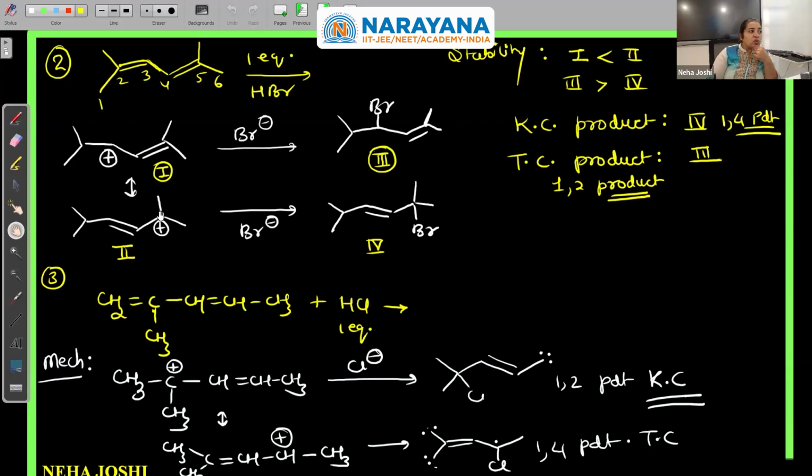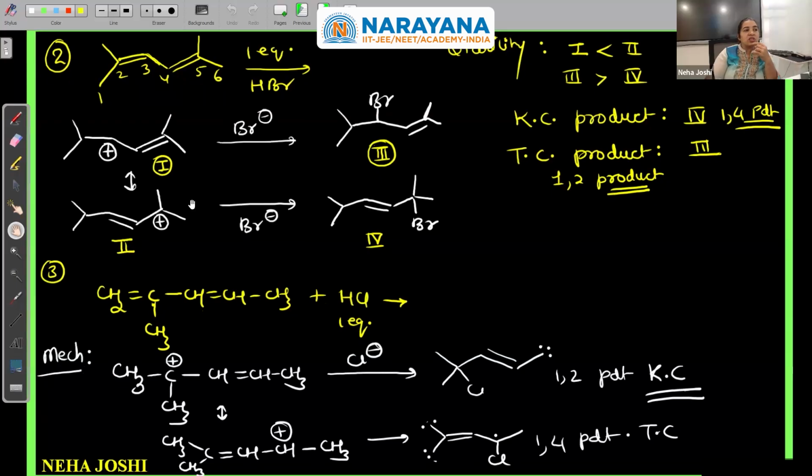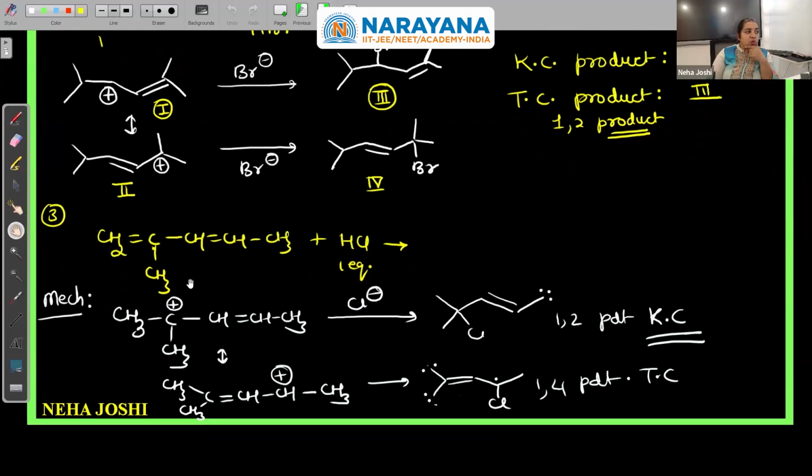This time 2 is my more stable carbocation resonance structure rather than this. So there is nothing like always fixing 1,2 or 1,4 as KC or TC. Go structure to structure, molecule to molecule.